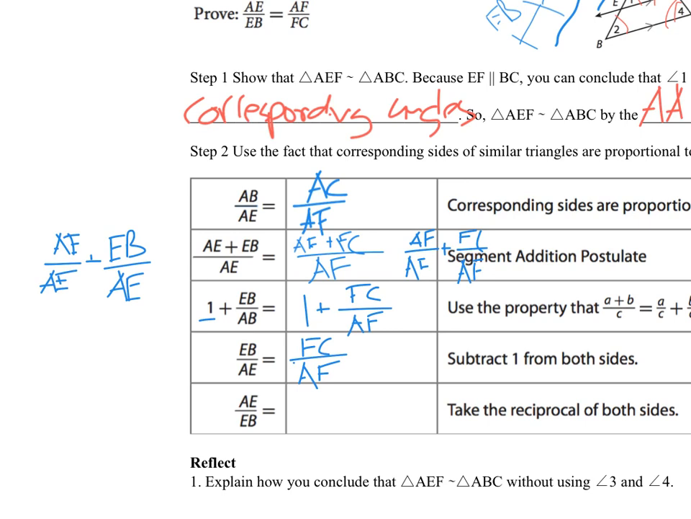And then to go from here to here, we took our proportion and found the reciprocal, which we can do. If we take the reciprocal of one side, we need to do what? Take the reciprocal of the other side. So FC over AF becomes AF over FC, which is exactly what we wanted to show.